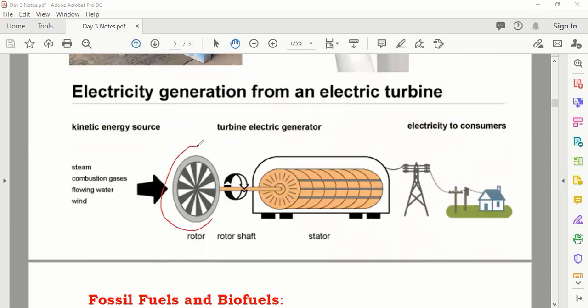Here again, they describe it in a more simple way. This is the turbine. Here steam is coming, water is coming, wind is coming, this is rotating, and it is fitted with the generator. This is the generator, and electricity is produced, which goes to the grid station and then to your houses. Any confusion till here?